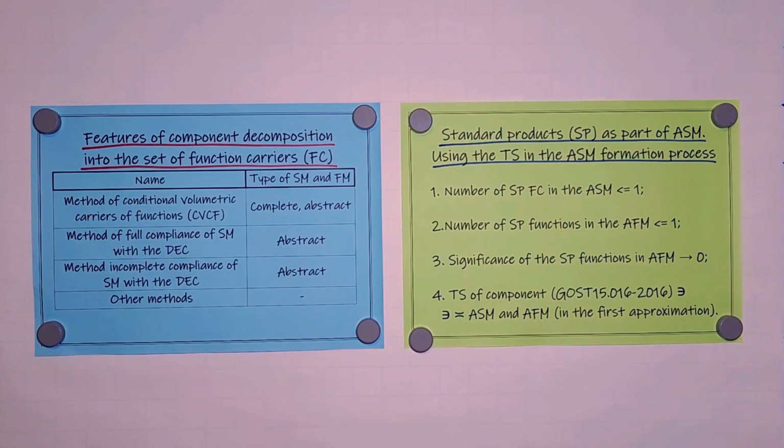The explanation of this fact will logically follow from the concept of conditional volumetric carriers of functions, CVCF, which we will consider below. Accordingly, the complete structural model will not be obtained if the decomposition method of incomplete matching was used, which is obvious. Generally speaking, I personally rarely use these two methods in practice, preferring the method of conditional volumetric function carriers, CVCF, as the most flexible from the point of view of decomposition.